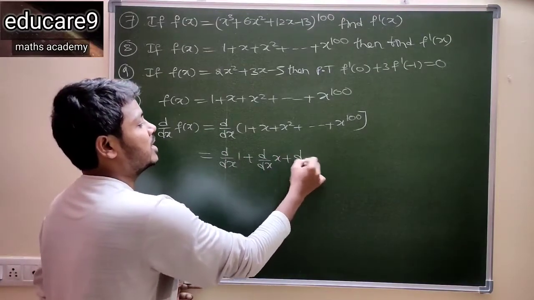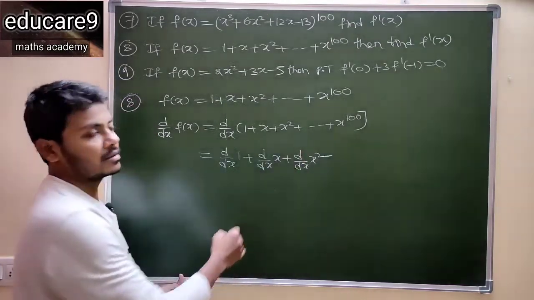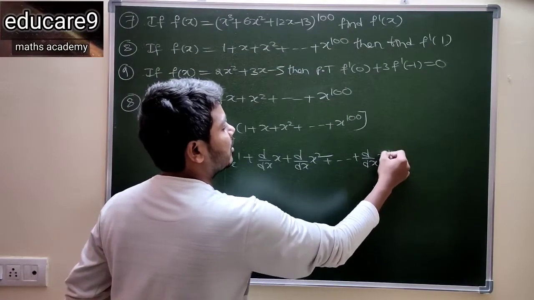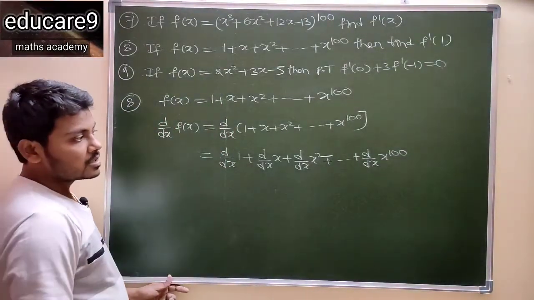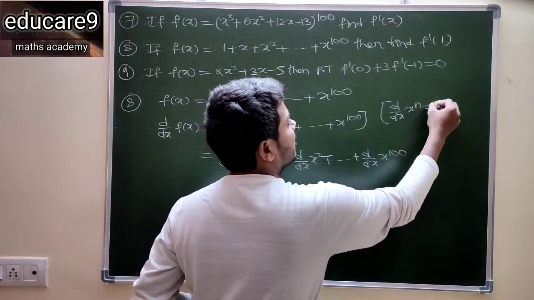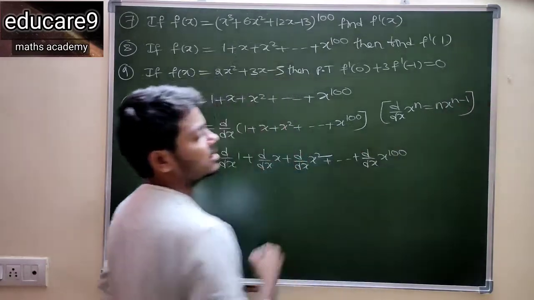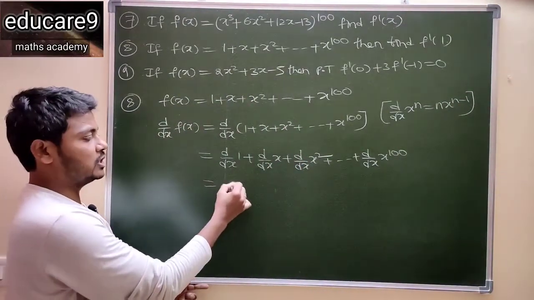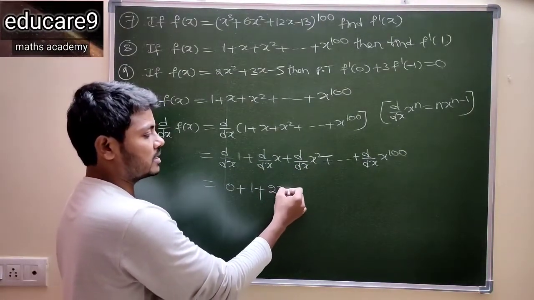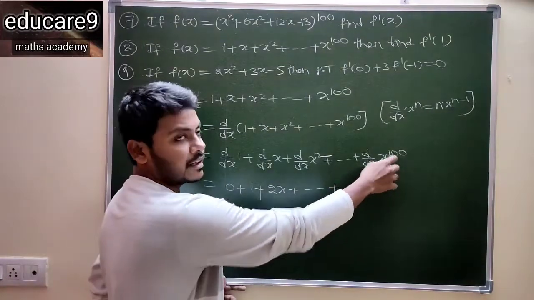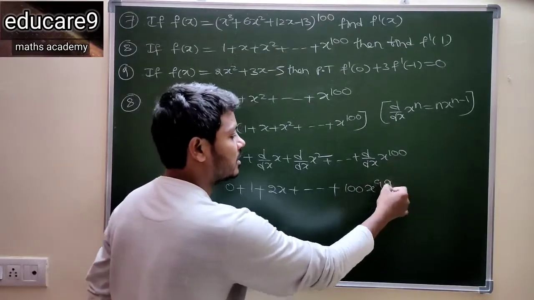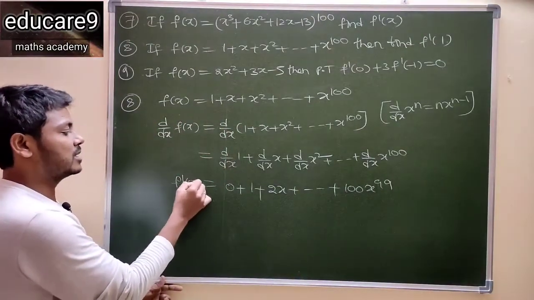x plus d by dx of x square and so on up to d by dx of x to the power of 100. See here, these are all based on the d by dx of x power n form, that is n into x power n minus 1. The derivative of a constant is 0, the derivative of x is 1, the derivative of x square is 2x and so on, the derivative of x power 100 is 100 into x power 100 minus 1, that is 99. So this is f dash of x.